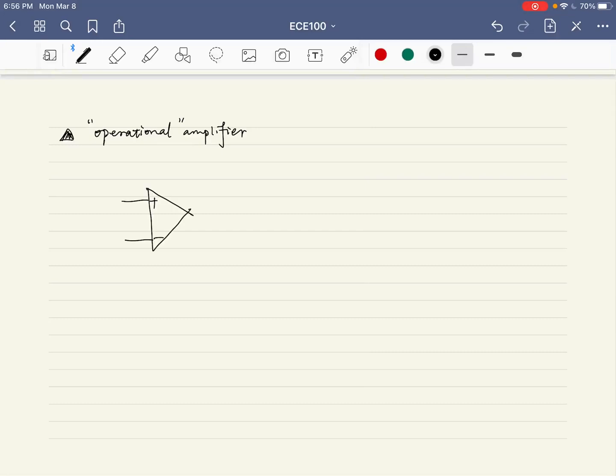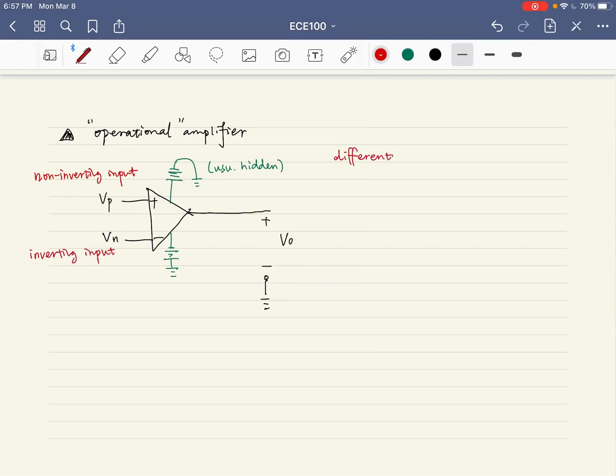Alright, the op-amp has two input terminals. We call it VP and VN, positive and negative. And it has one output terminal. The amplifier itself is also connected to power supply. But usually we don't explicitly show the power supply in the diagram. VP is also called non-inverting input. The VN is usually called inverting input. Another term, differential input signal, is defined by VP minus VN.